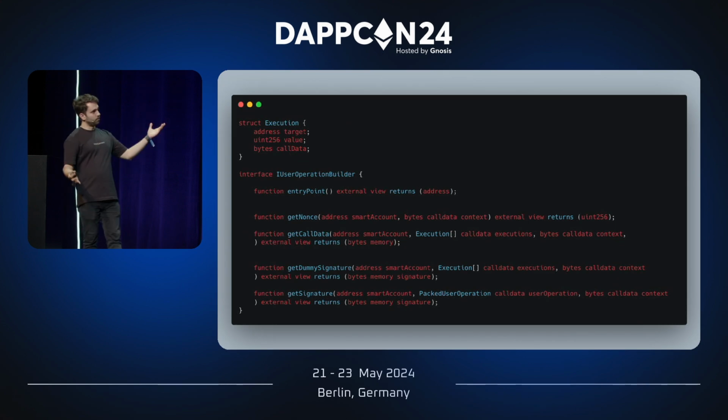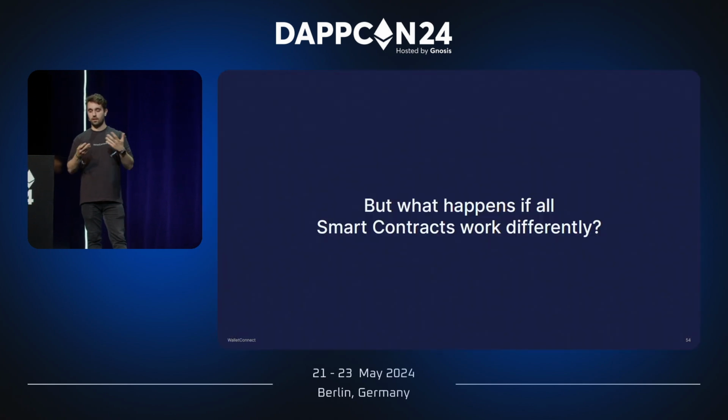And this, a lot of code, I know, but if you look at it, it basically gives you the primitives to actually construct a user operation. So now that we have standardized how smart contracts can interface with a user operation and paymasters, we have standardized a lot of things.